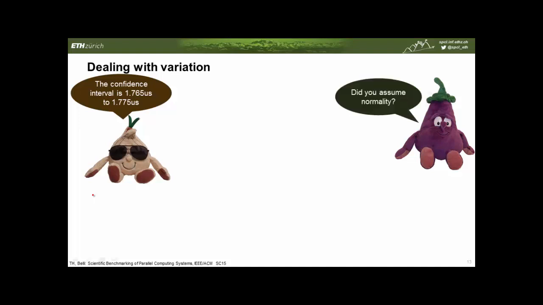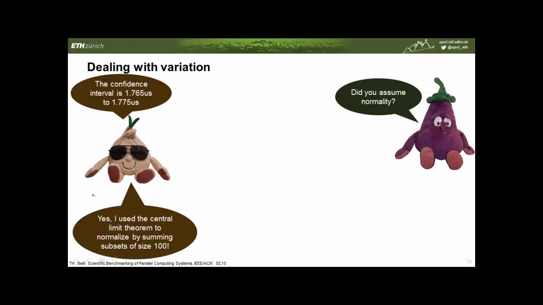And now there comes the question from the person who knows, right? Did you assume normality? And then, of course, the immediate reaction from the student would be, well, of course, I used the central limit theorem and normalized my data by subsumming sets of size 100. Okay, cool. Who knows the central limit theorem?